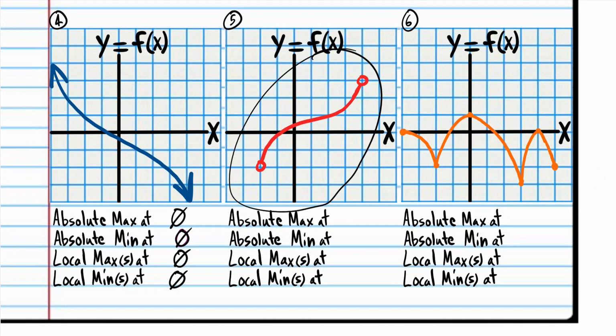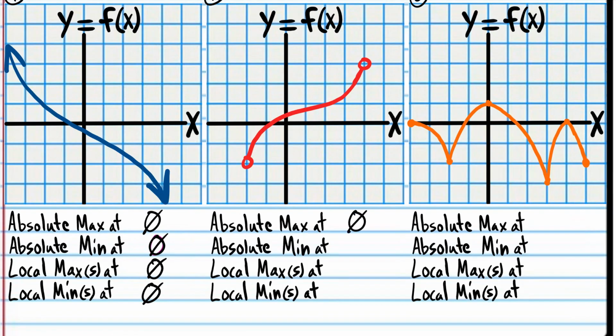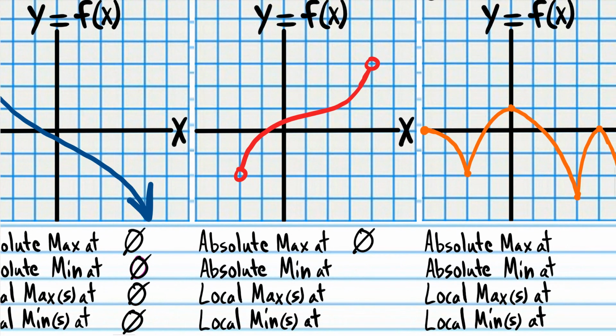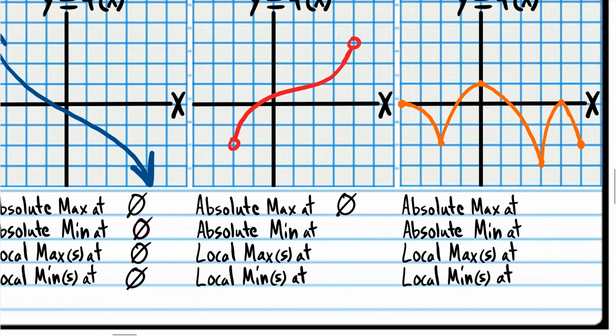So let's move on to this red function. Is there an absolute maximum value? Well, no, there's no absolute maximum, because this is a hole. Choose a point that's really close. Well, you can always choose a point that's closer to that empty dot. You can always choose a point that has a bigger y value. Same thing is true for absolute minimum values. And there's no local maxima or minima.